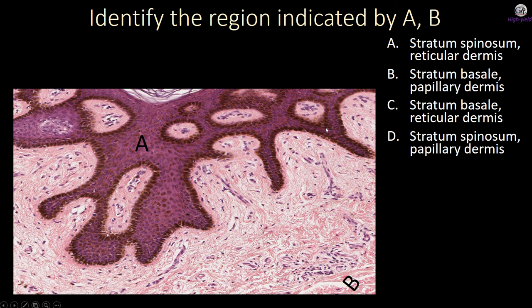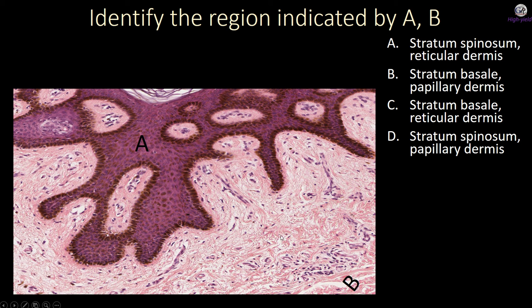All right. So identify the region A and B. A, wow, this looks like the epidermis. So here you see the darker staining basal region. Stratum spinosum is going to be more superficial. And we have patches of dermal papilla sticking up in other regions.